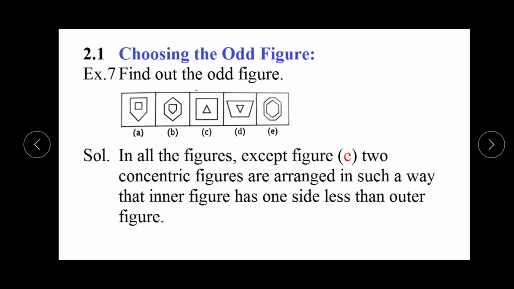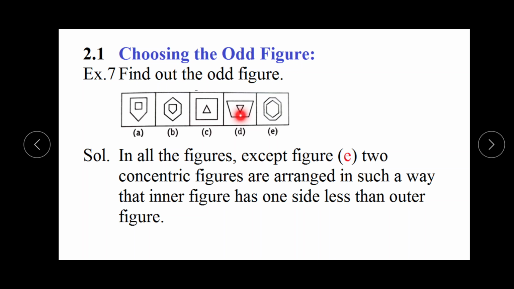In these 5 options, if we see what type of figure is different, we can clearly say that in the first figure the inner figure has 4 lines and the outer figure has 5 lines. In the second figure, the inner figure has 5 lines and the outer figure has 6 lines. In the inner figure here there are 3 lines, and the outer figure has 4 lines. It means that if any inner figure has any number of lines, the outer figure has one more line.